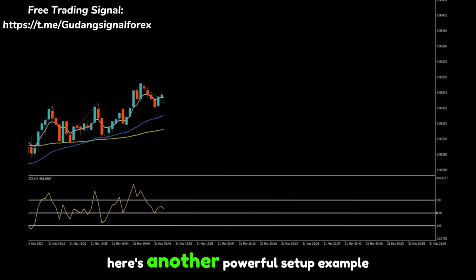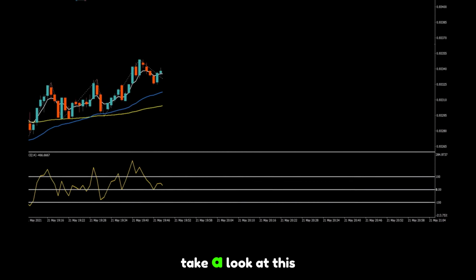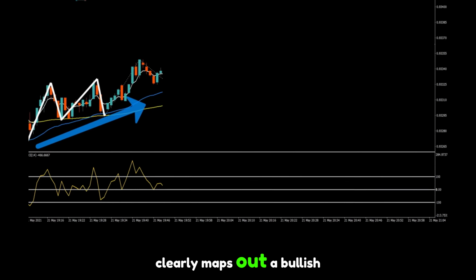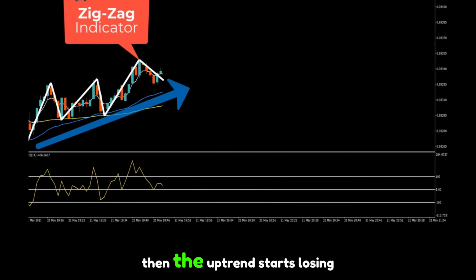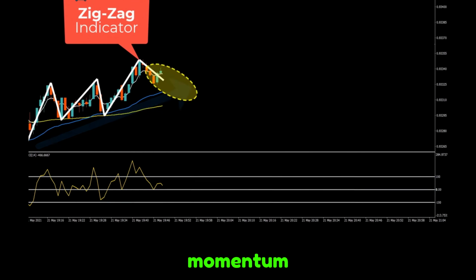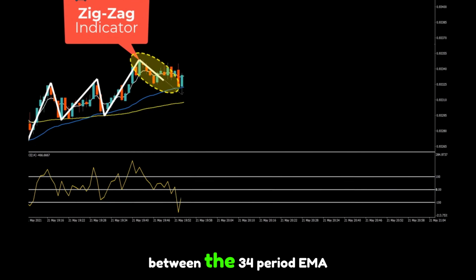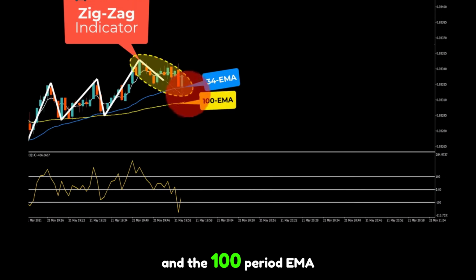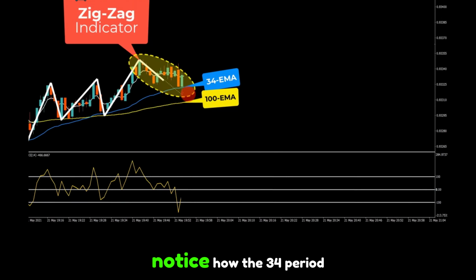Here's another powerful setup example. Take a look at this chart. First, a zigzag indicator clearly maps out a bullish market structure. Then the uptrend starts losing momentum, pulling back into the support zone between the 34-period EMA and the 100-period EMA. Notice how the 34-period EMA stays above the 100-period EMA. That's exactly what we want to see in a bullish setup.